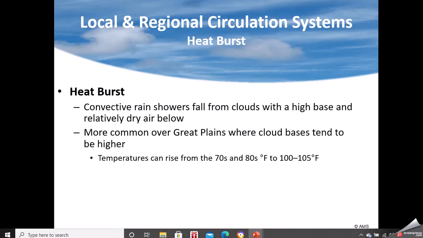Heat bursts occur from convection where the rain never reaches the ground. They occur in the Midwest. I actually experienced one in Oklahoma City once, where the temperatures were in the 70s before the thunderstorm came through. We never got a bit of rain out of that thunderstorm, but the temperature rose into the mid-90s due to the compressional heating of that air coming down in the thunderstorm.